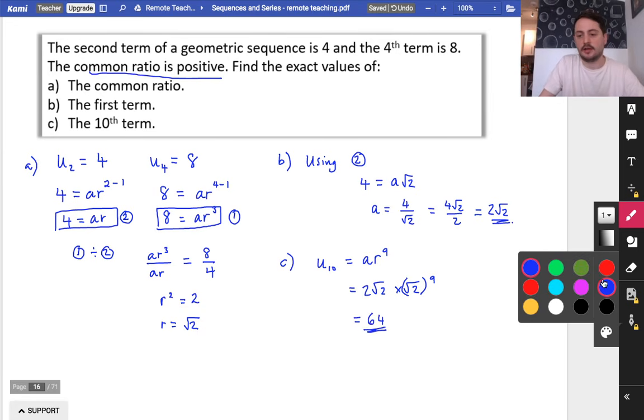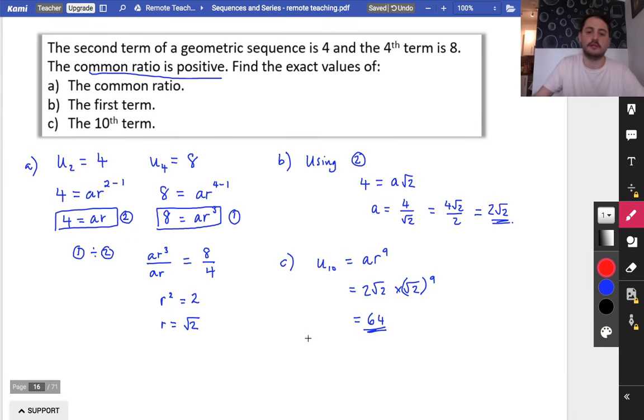Now, I'm actually just going to write out what the sequence is. It doesn't ask us to do this for the 10th term, but I just like to see what's actually happened here. So we said that the first term was 2 root 2. If we multiply this by root 2, we get 4. Is that right? 2 root 2 times root 2, of course we do. We get 4. Then we would get 4 root 2.